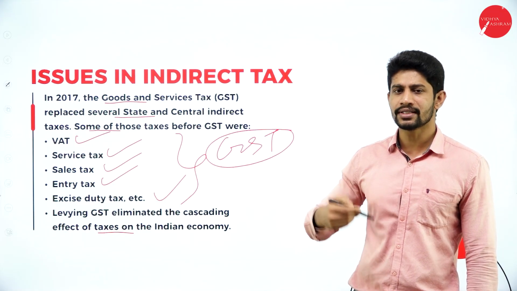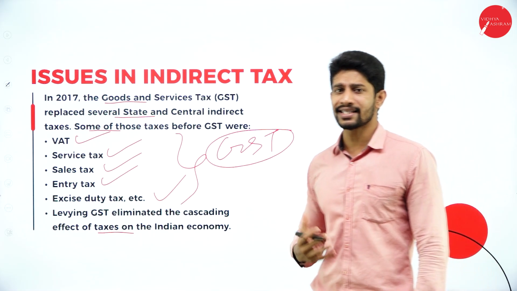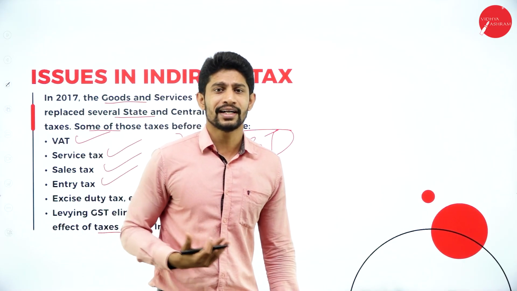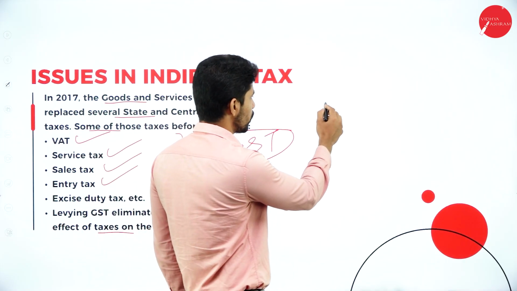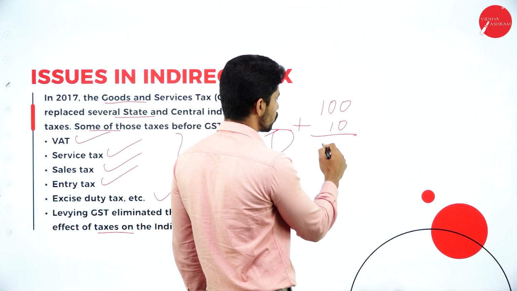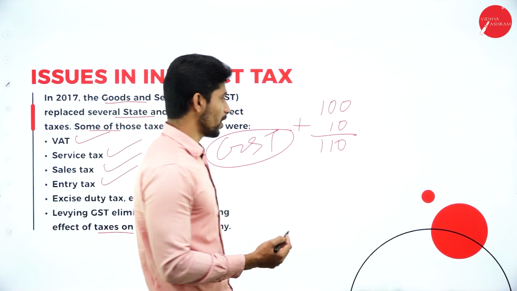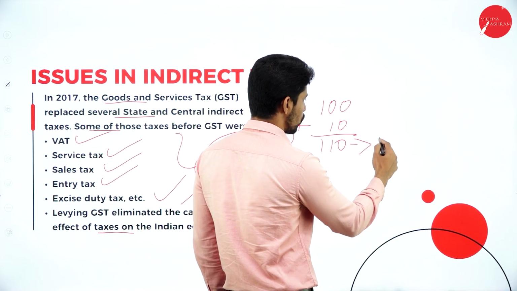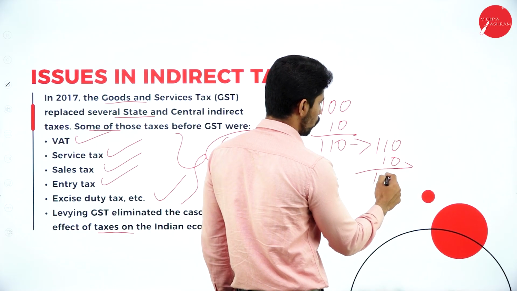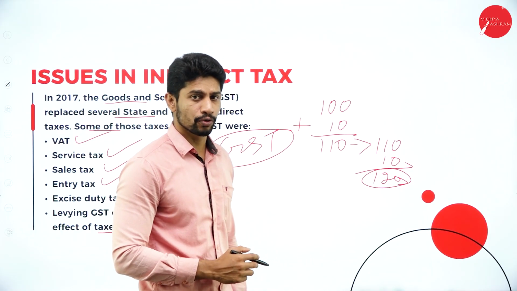And after introducing this GST, we can avoid the cascading effect. So what is this cascading effect? Cascading effect is nothing but tax on tax. So for example, when you are purchasing, you paid 100 rupees plus tax of 10 rupees. Total how much you paid? You paid 110 rupees. And you are selling this to somebody else, 110 rupees, again tax of 10 rupees. Total you are paying 120 rupees. The second party will be paying 120 rupees.